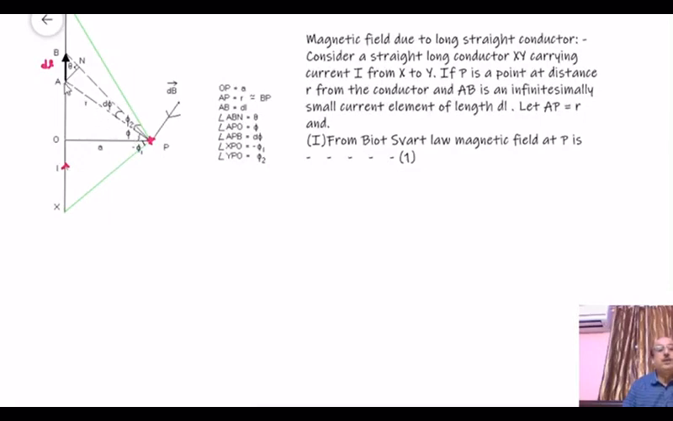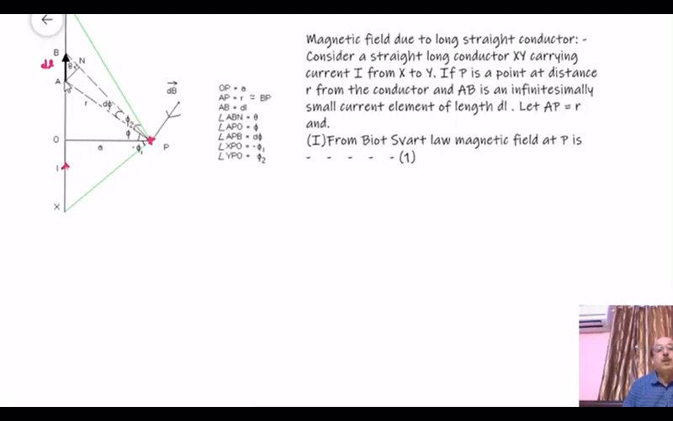AP is the line of joining, represented by R. Theta is the angle between the element and the line of joining. AP and BP are very near to each other because dl is a very small element. So the angle theta here will also be at point B.